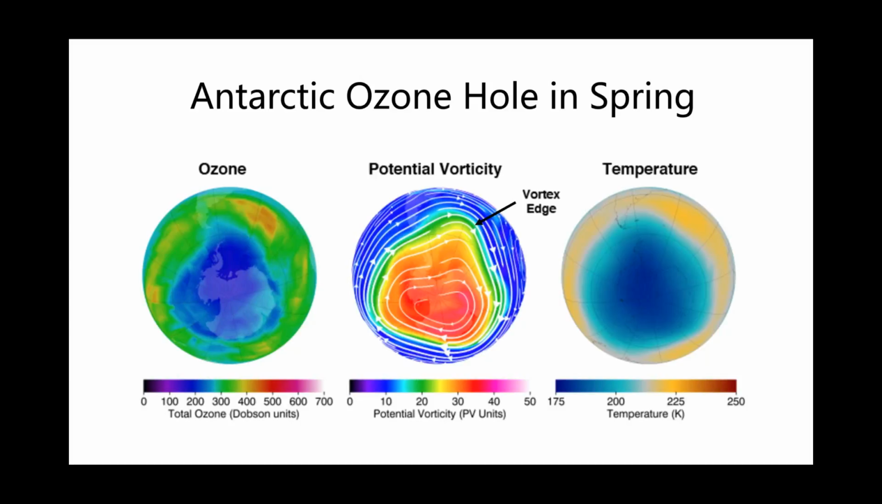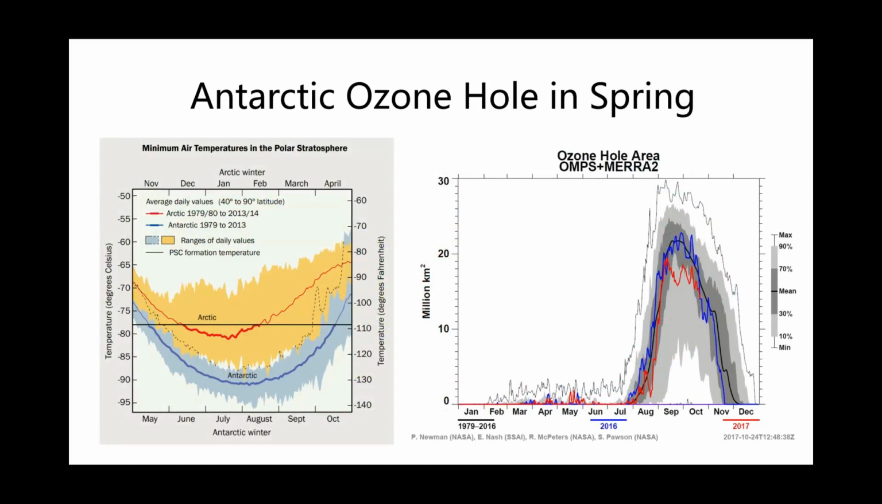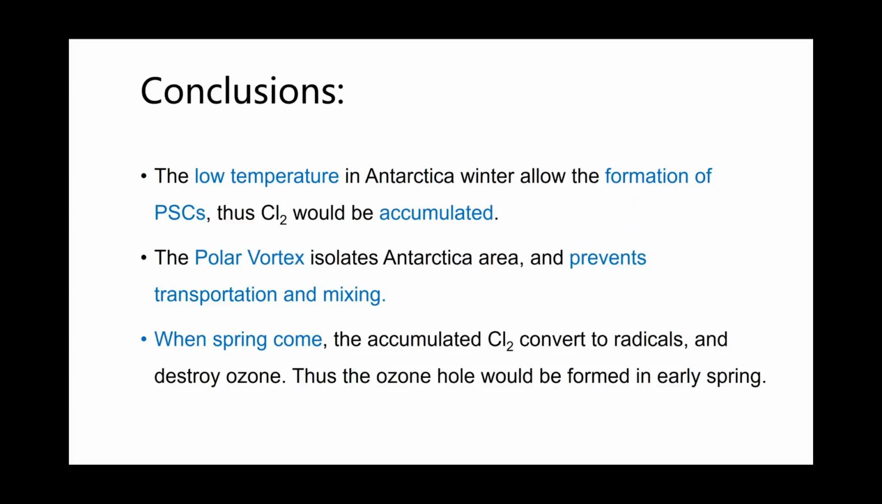hole. Also, the low temperature in the Antarctica stratosphere allows PSCs to appear from June to October, and the ozone hole above the Antarctica area starts to form at the beginning of August, just after the coldest season, which means PSCs do play a key role in the formation of the ozone hole. So, here comes the conclusion.